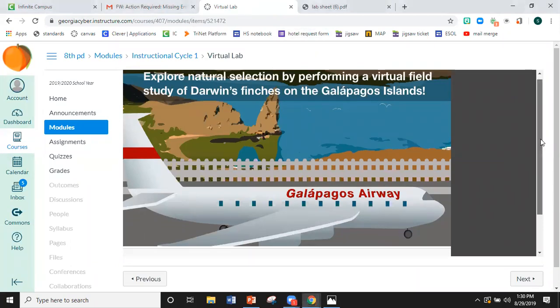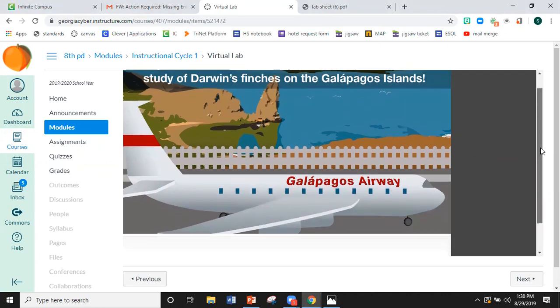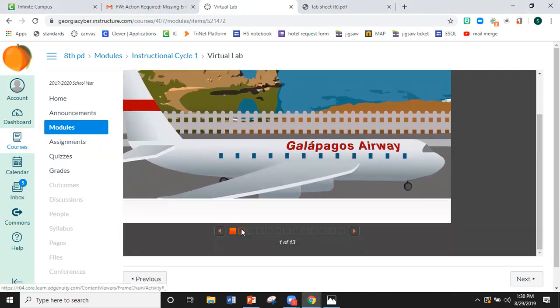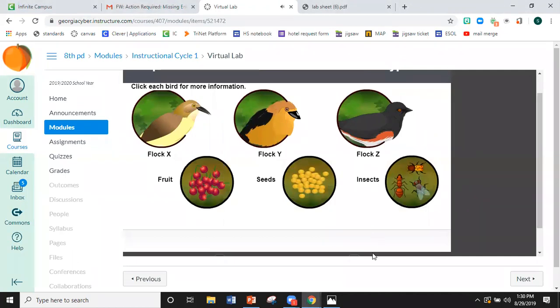With this virtual lab, we're going to explore natural selection by performing a field study of Darwin's finches on the Galapagos Islands. While on this excursion, you will observe 3 flocks of birds. Click each bird to hear more. Although they are differently colored, that is unimportant. What you will want to focus on is their beak structure. Each flock will be feeding on all 3 types of foods. Due to their beak structure, each has a preferred food type, but they will all feed on any type available as they are competing for a limited food supply.